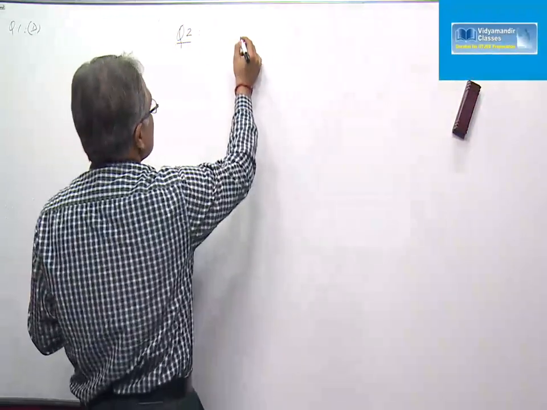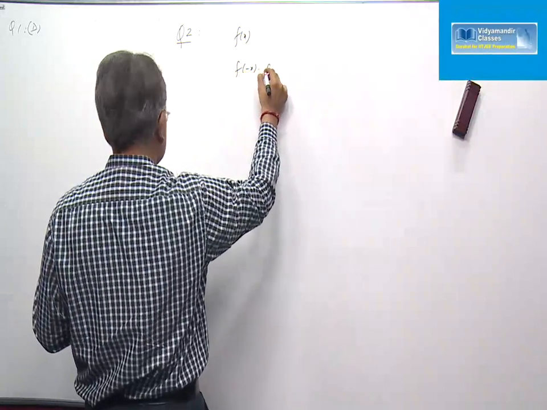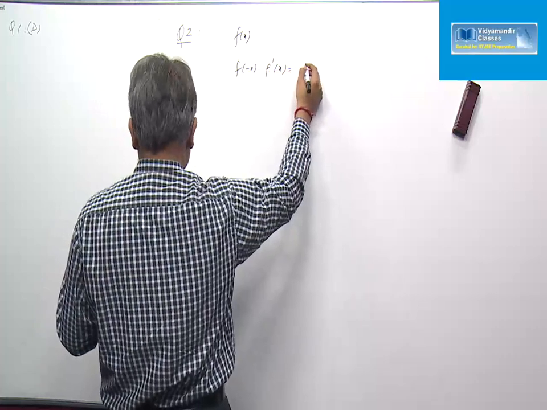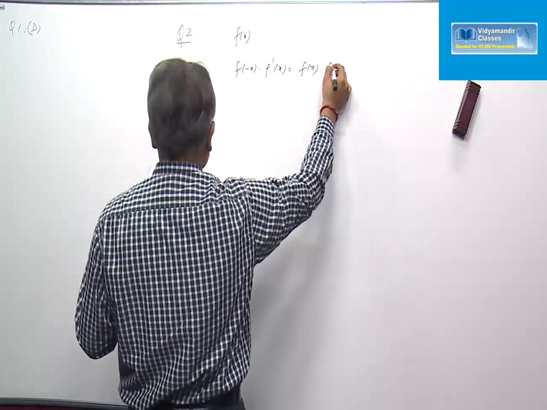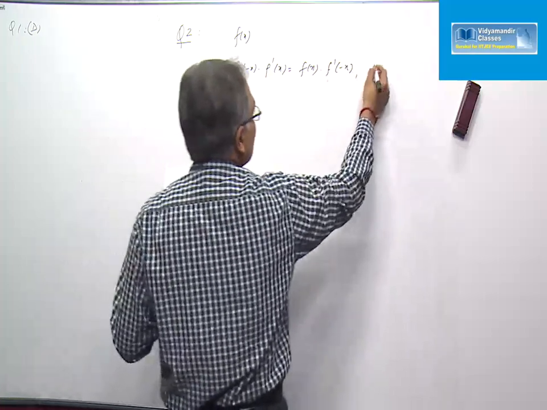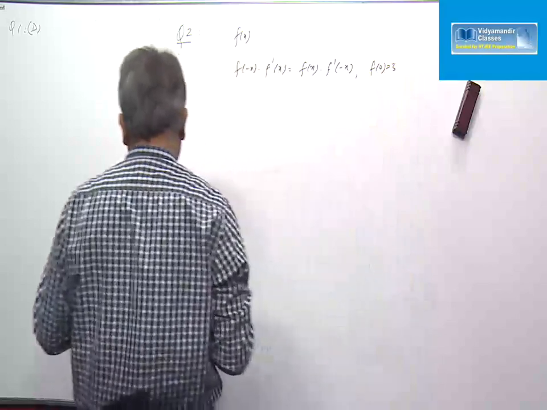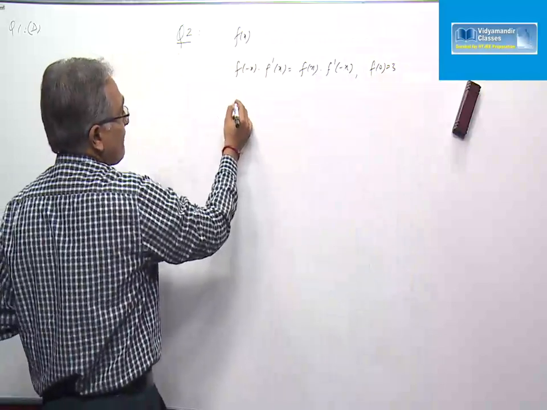It says function f(x) satisfies f(-x) times f'(x) is the same as f(x) times f'(-x). Boundary value f(0) is 3, and we need to compute the indefinite integral.